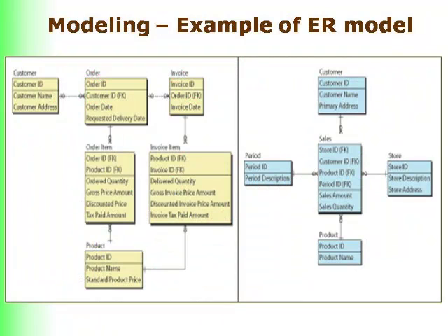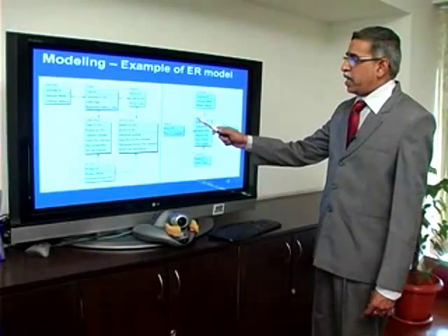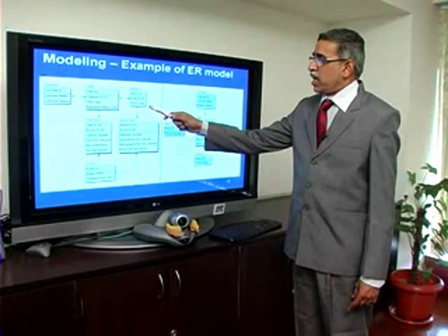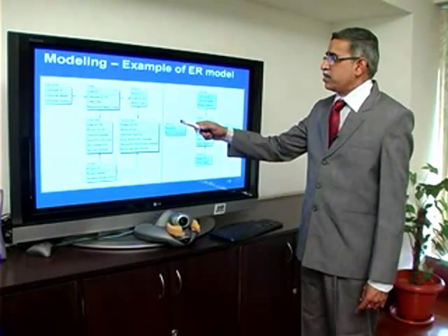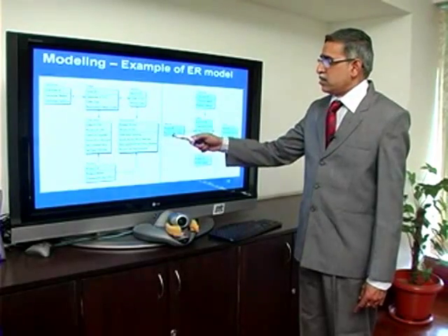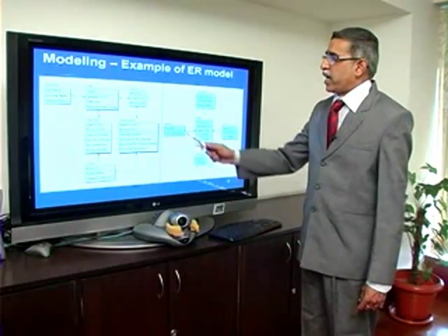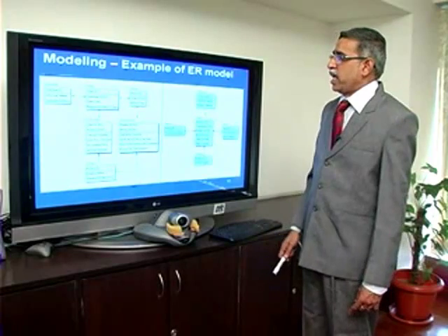The slide shows an example of ER model. Left side of the slide shows the ER diagram, and right side of the slide shows the dimensional model. If you see the ER diagram here, there are different kinds of entities, namely customer, invoice, product, and different kinds of relationships between the entities.